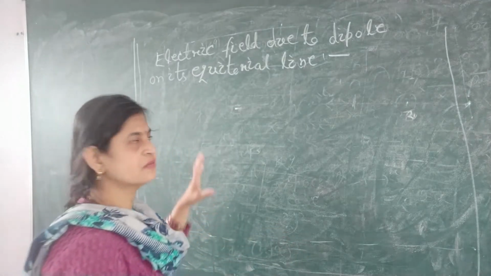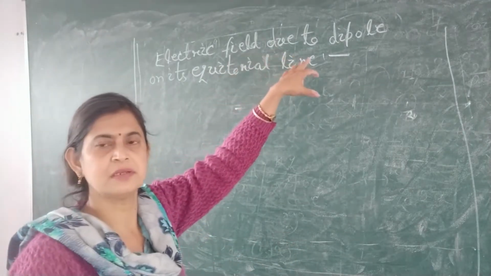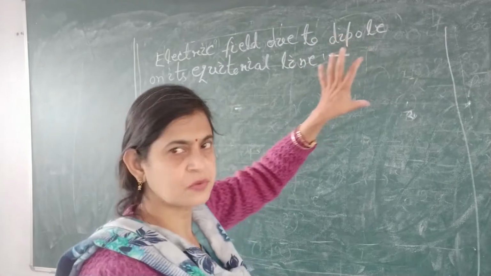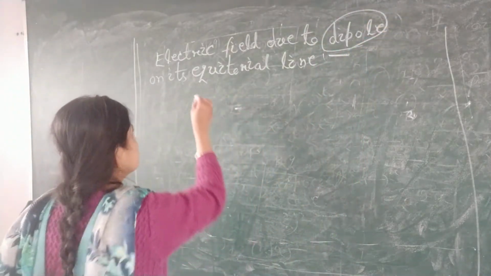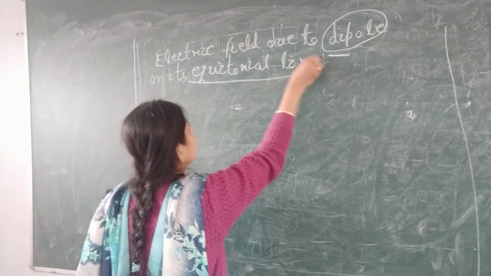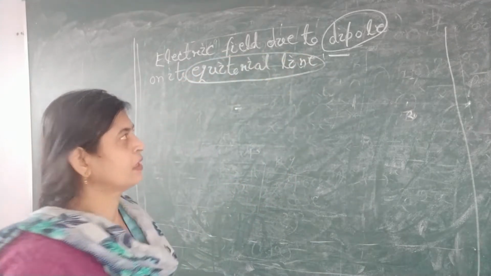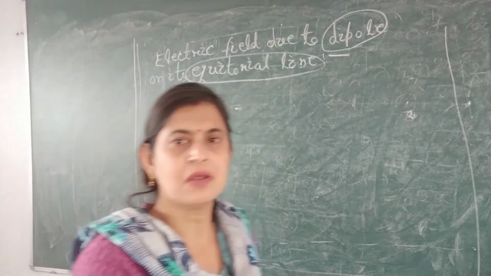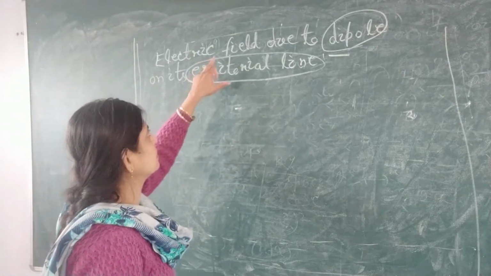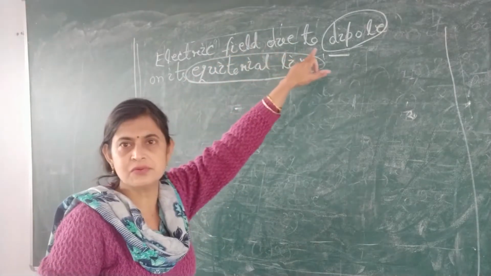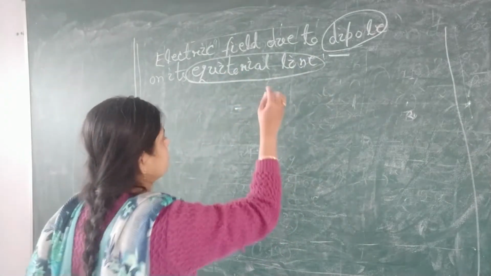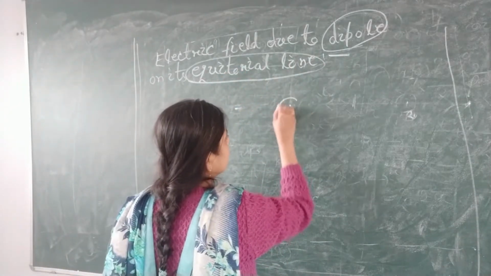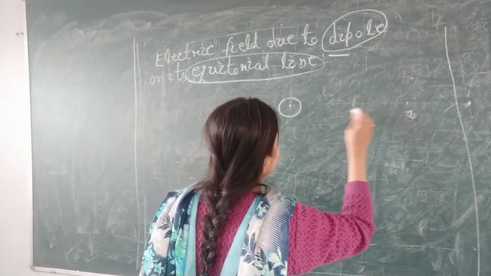Now we will discuss the electric field due to the dipole, but on its equatorial line. In the previous lecture, we already discussed the electric field due to a dipole on its axial line. So first, draw the dipole.